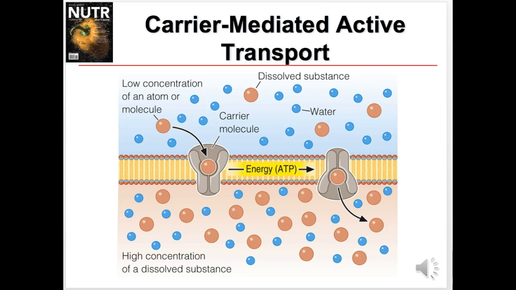Then we have the carrier-mediated active transport. With facilitated diffusion, this is also called carrier-mediated transport. It's the movement of molecules across the cell membrane via special transport proteins that are embedded within the cellular membrane. So there you can see it's transporting ATP.